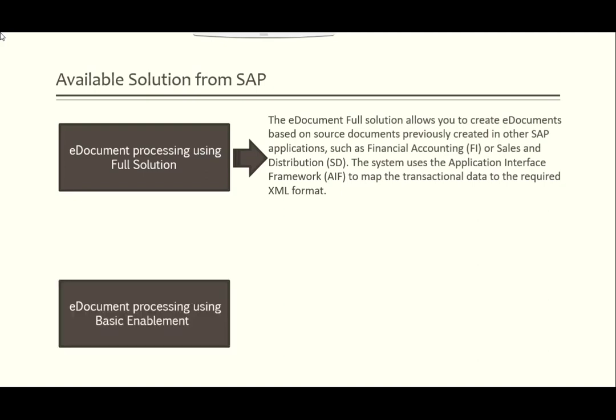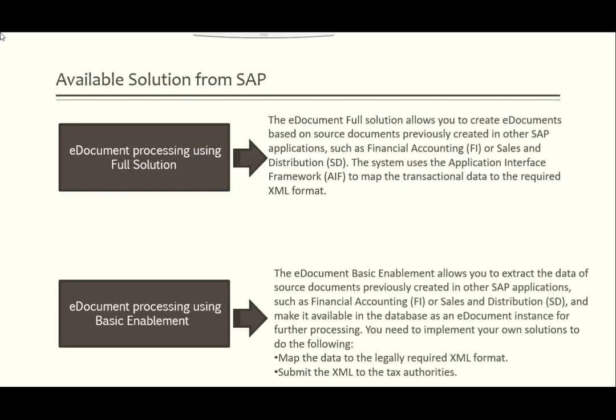The second solution from SAP is a basic solution. The basic solution helps us to extract the data from the source document, that is the financial accounting document and sales and distribution document, and the application helps us to store that information in a database. From there we can use that information to format our XML file, format our PDF files, and transmit that information to the Mexican tax authority.